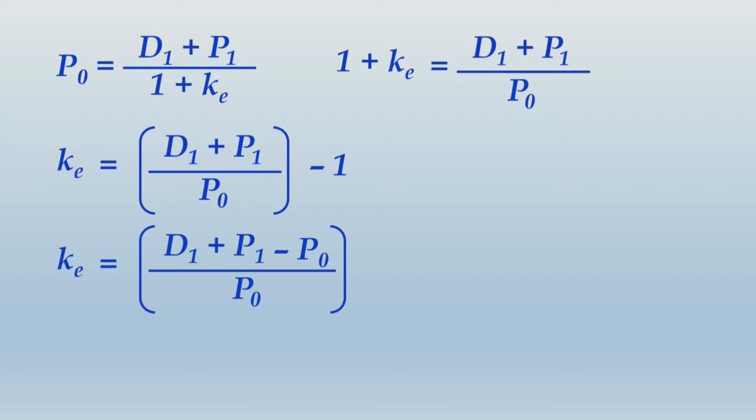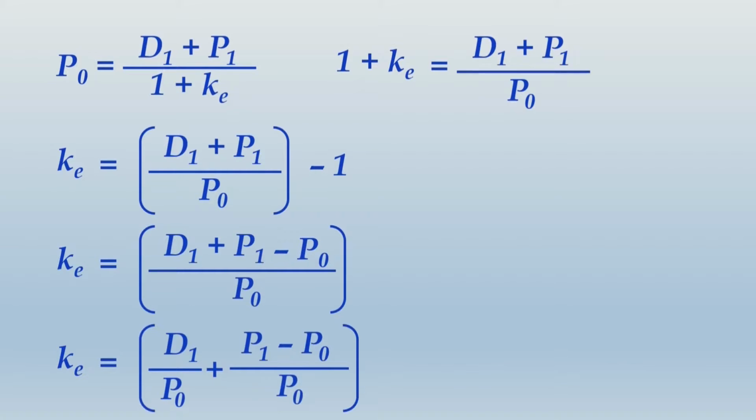Only if you are clear with this point can I take you to the next step, that logically Ke would be D1 by P0 plus (P1 minus P0) by P0. So we have just done a splitting work: D1 by P0 plus (P1 minus P0) divided by P0. By mathematical notation, it is the same thing. Now I want you to focus on the expression (P1 minus P0) divided by P0.